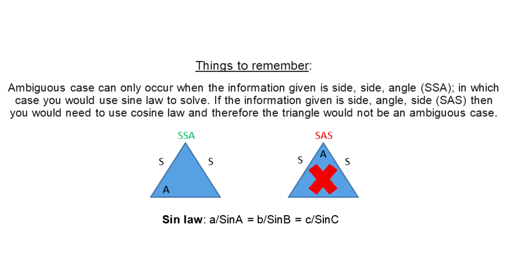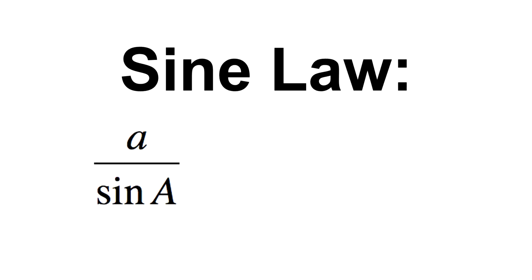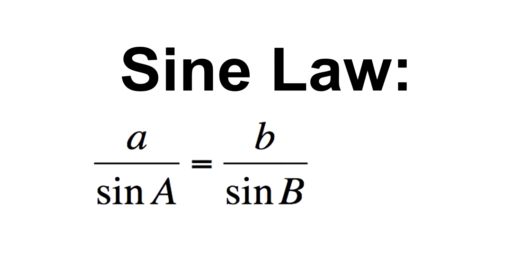Things to remember. Ambiguous case can only occur when the information given is side-side-angle, in which case you would use sine law to solve. If the information given is side-angle-side, then you would need to use cosine law, and therefore, the triangle would not be ambiguous case. Sine law is a over sine A equals b over sine B equals c over sine C.